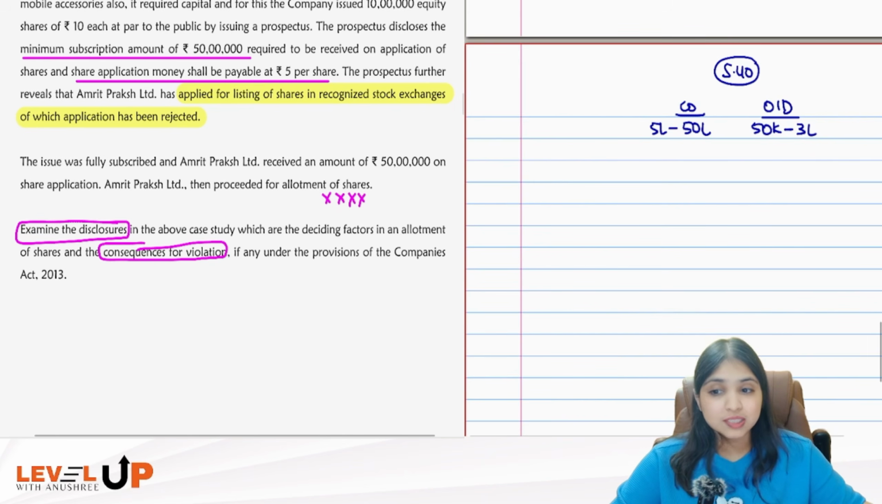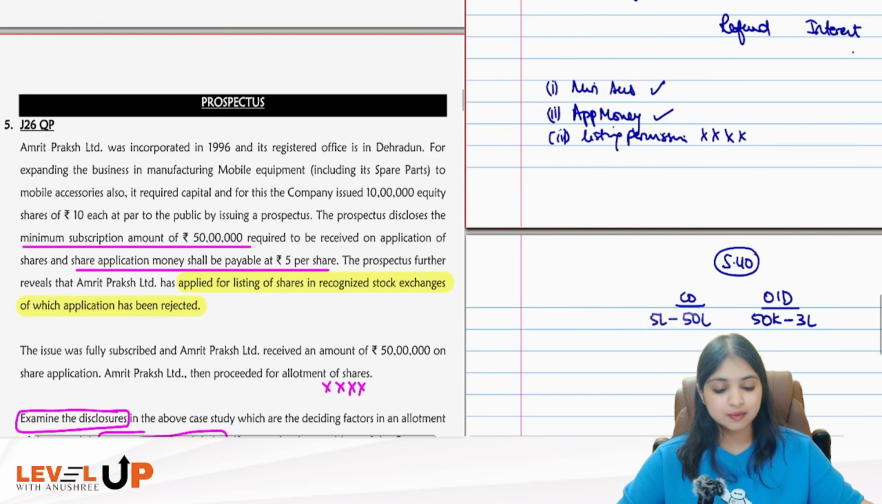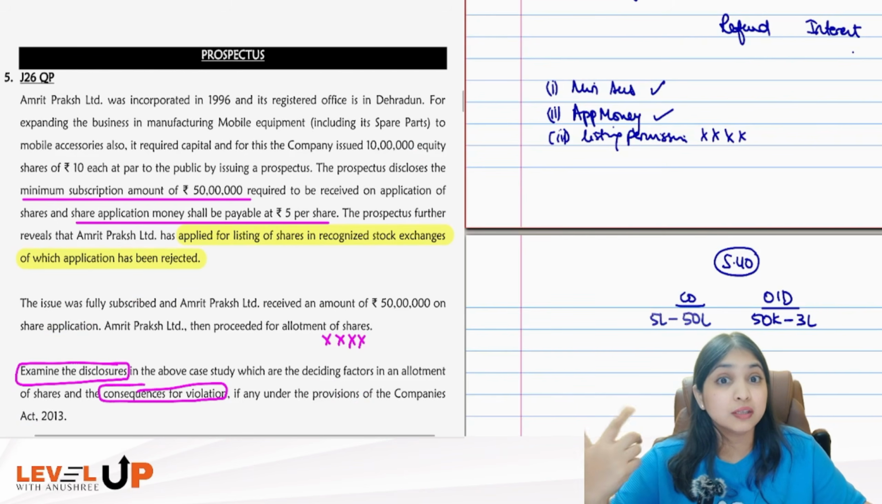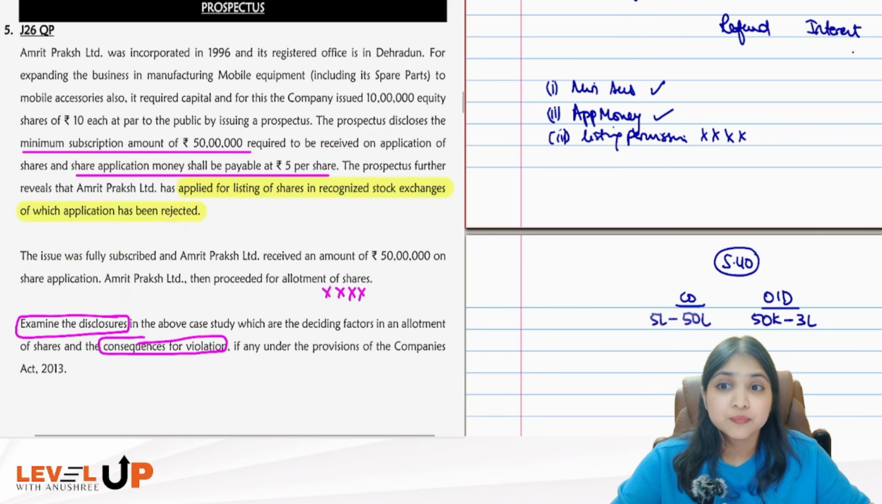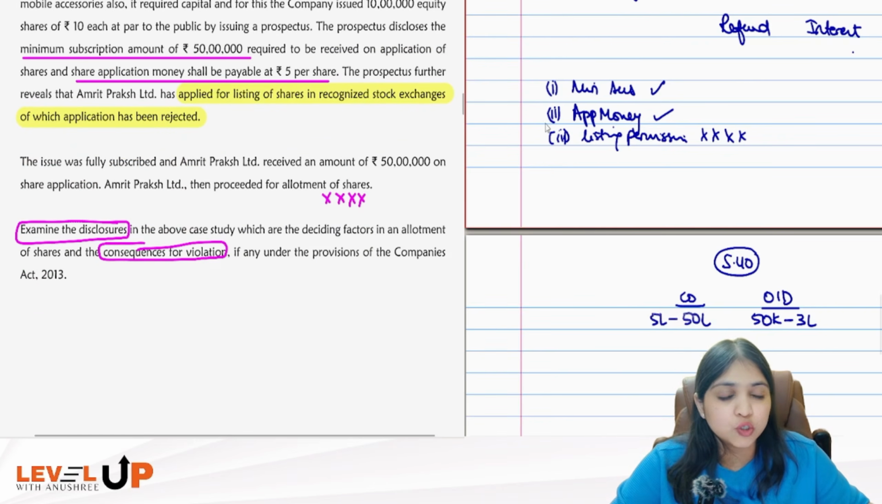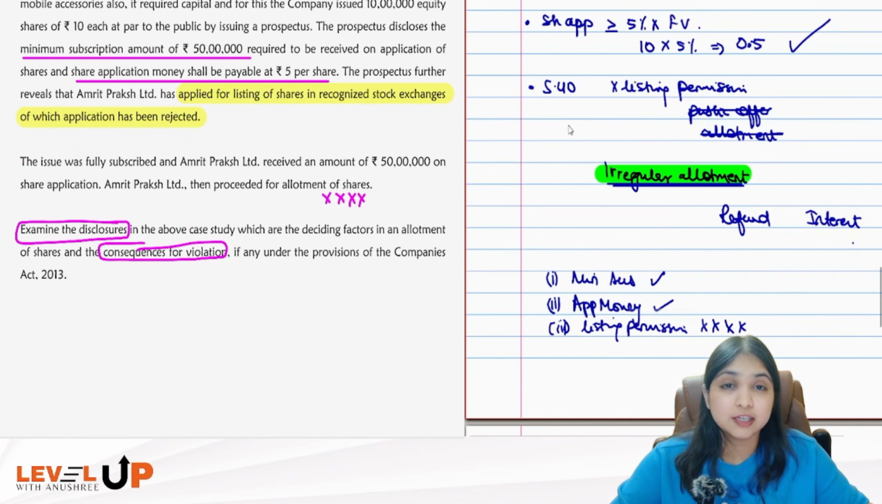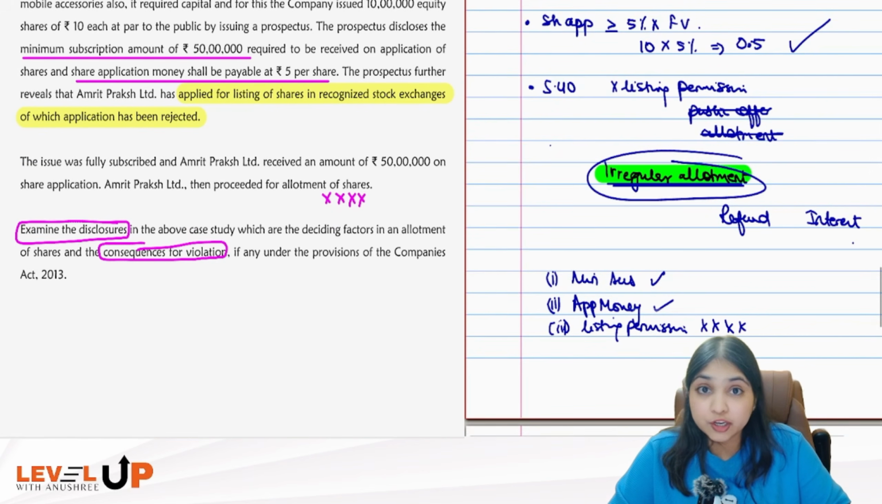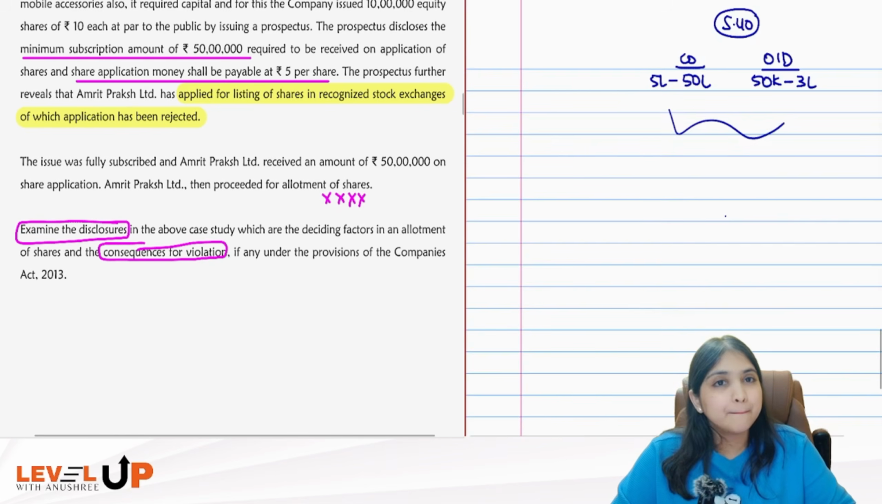Alright, guys, so this was our entire discussion on question number 5, which is a nice combination of section 39 and section 40. Section 39 is more or less fulfilled over here. Section 40 is violated, because of which the allotment that the company has done will become an irregular allotment, and there will also be penal obligations.